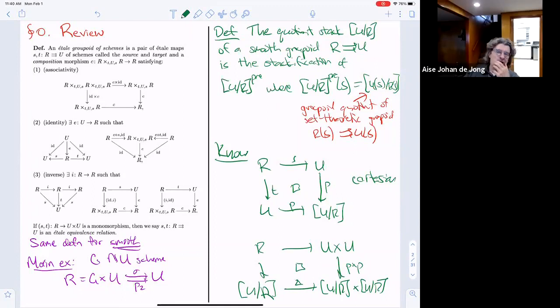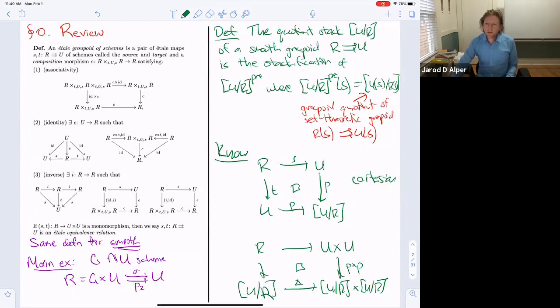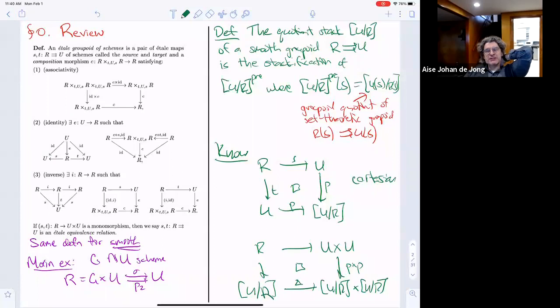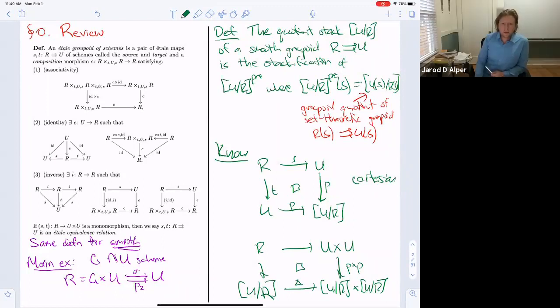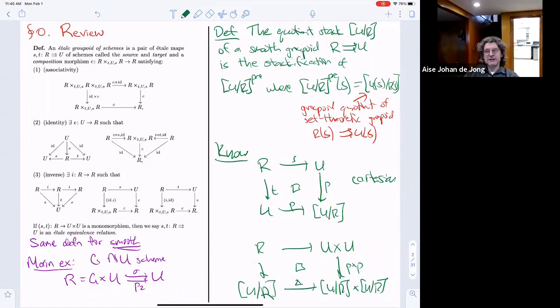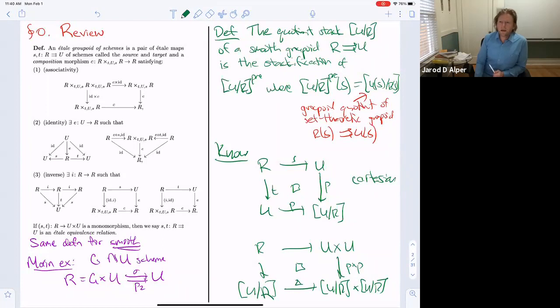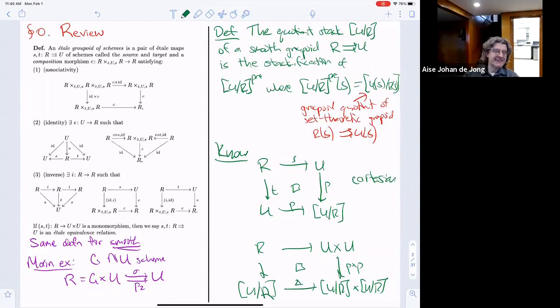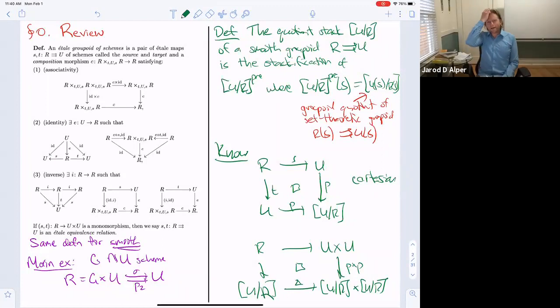Hey, Jarod, this stackification procedure is fine in the étale topology if you know that S and T are either smooth or étale, right? So don't do this when it's more general, because then you don't get the right thing, I think. Right, the right thing, whatever that means. I think Johan's point is that if you wanted to generalize this to flat morphisms, say to an FPPF groupoid, you can still take the quotient stack, but this isn't the right definition.